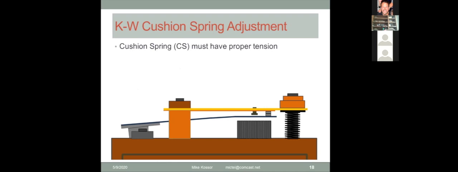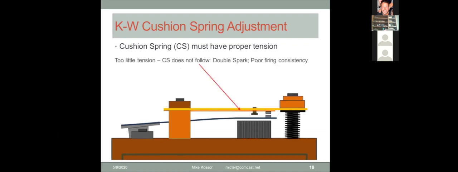KW cushion spring adjustment. So when you get a new set of points, we need to know how to deal with them. The cushion spring and set them up. So the cushion spring must have proper tension. If it has too little tension when you put it on, you see I opened the points, I pulled down the vibrator spring, and the cushion spring didn't move. So it can't follow the contact. It's not doing its job.